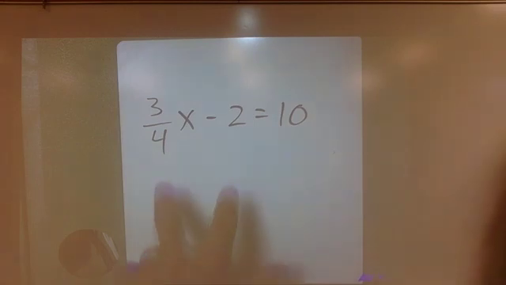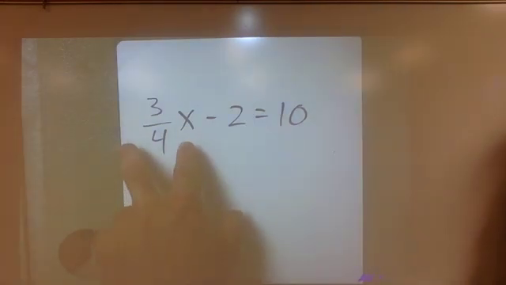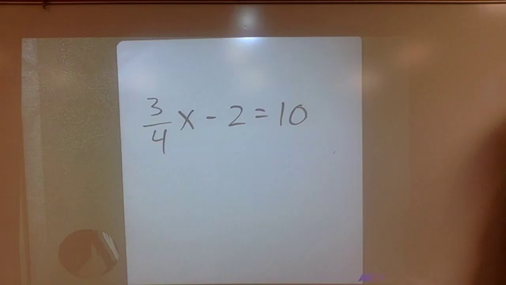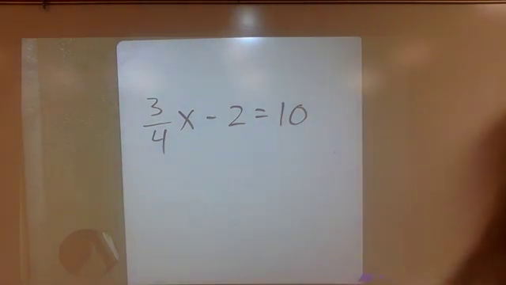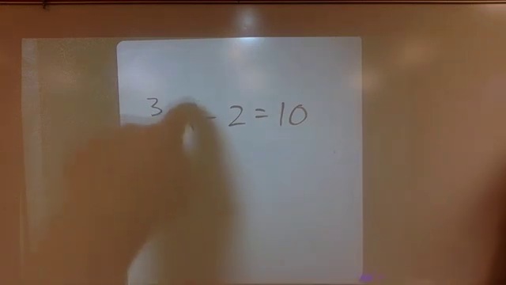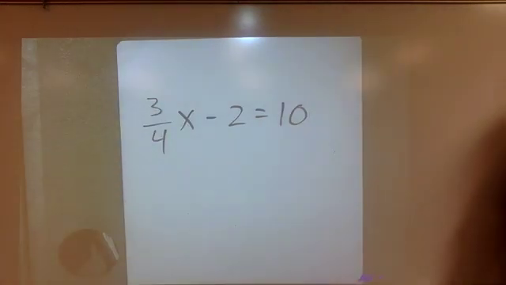Well, let's think about it. We have two terms here. The first term minus 2 equals 10. So what number do we subtract 2 from to get it to equal 10? 12. 12 minus 2 equals 10. So this whole term needs to equal 12.